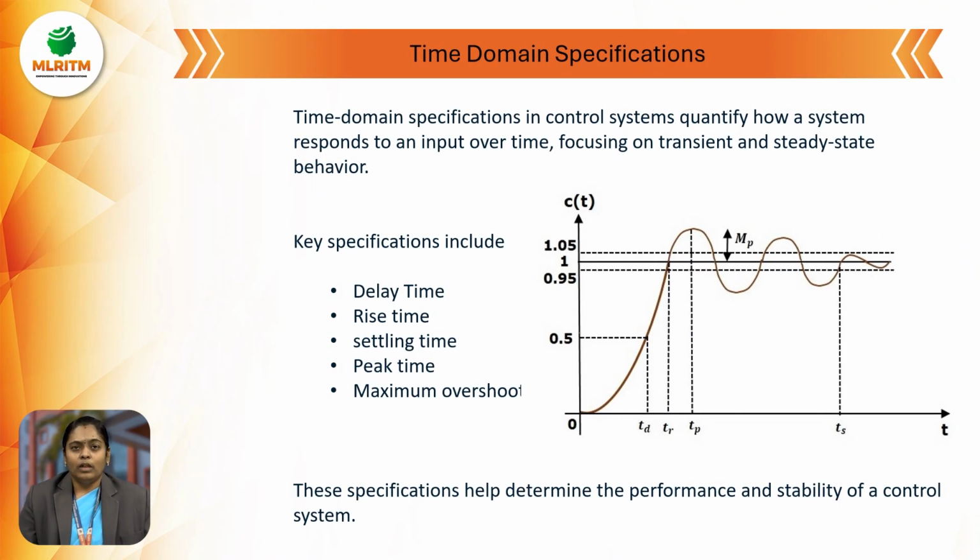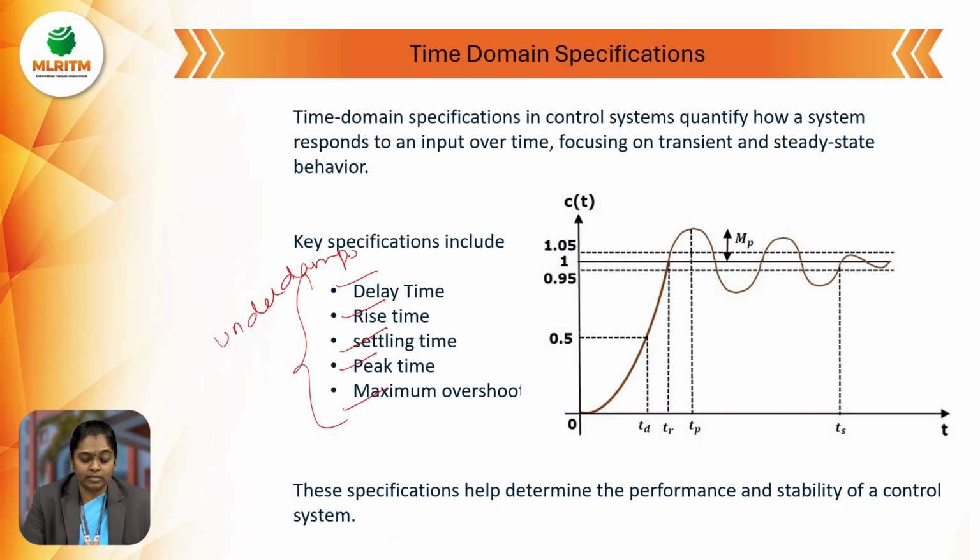As I told you, in case of time domain specifications, basically we are dealing with five different components. One is delay time, rise time, settling time, peak time, and maximum overshoot. And these time domain specifications are valid only if the given system is an underdamped system. That itself indicates the value of zeta is in between 0 to 1. So if the zeta value is in between 0 to 1, then only these time domain specifications are applicable.